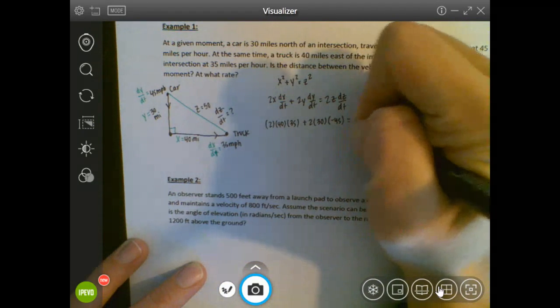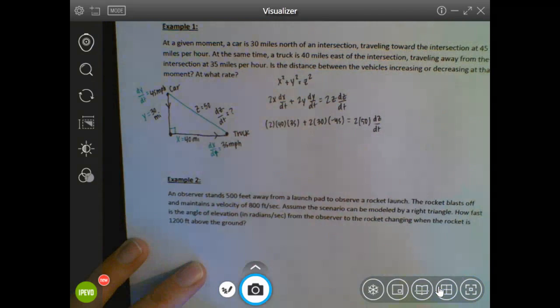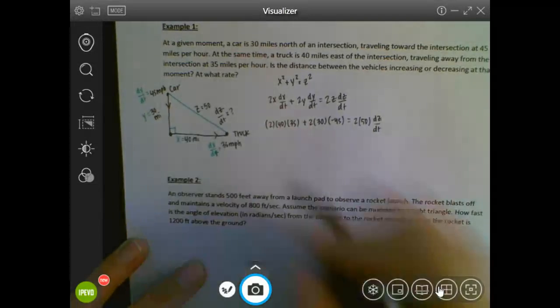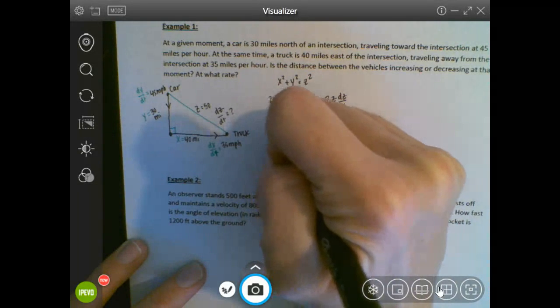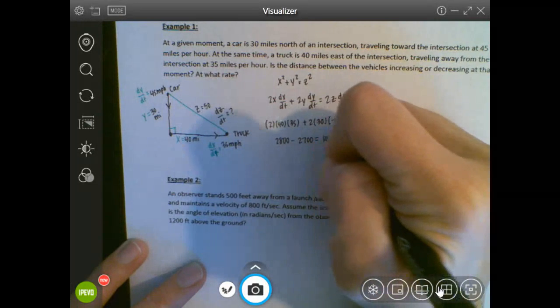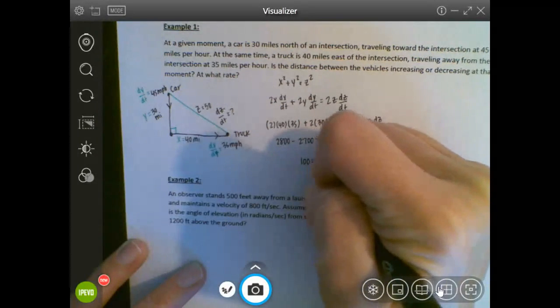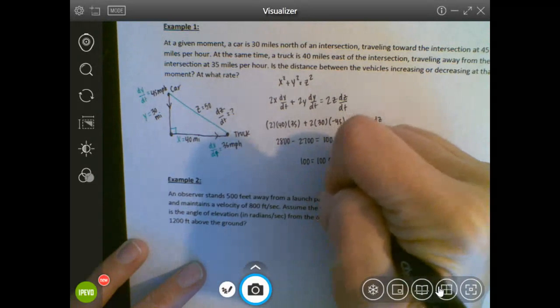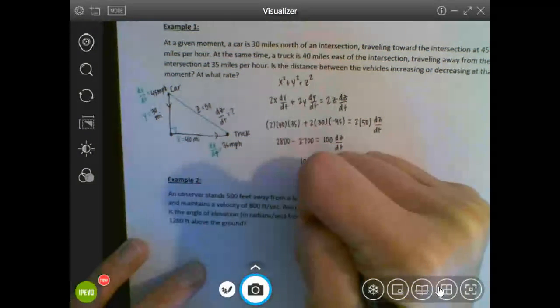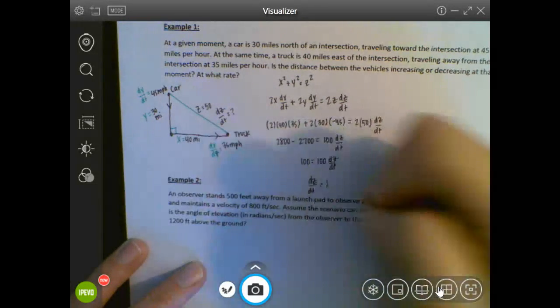And then on my other side, 2 times 50, and I don't know what my dz/dt is. So doing a little bit of algebra over here, I believe this gives me 2800 minus 2700, and that's going to be equal to 100 dz/dt. So I end up with 100 is equal to 100 dz/dt. So that's going to tell me that my dz/dt, or my rate of change between these two vehicles at that moment, is actually going to be 1.